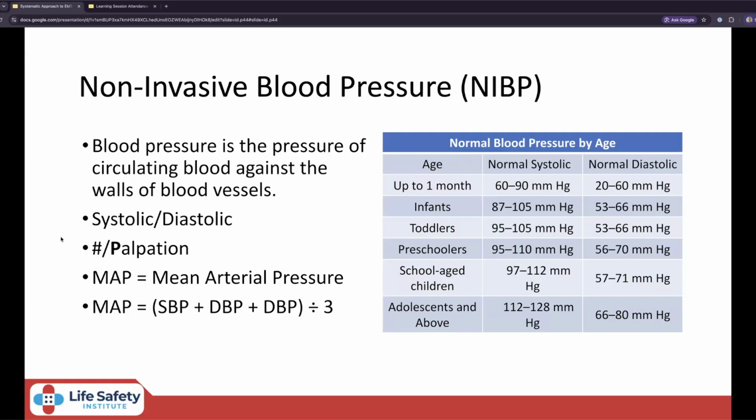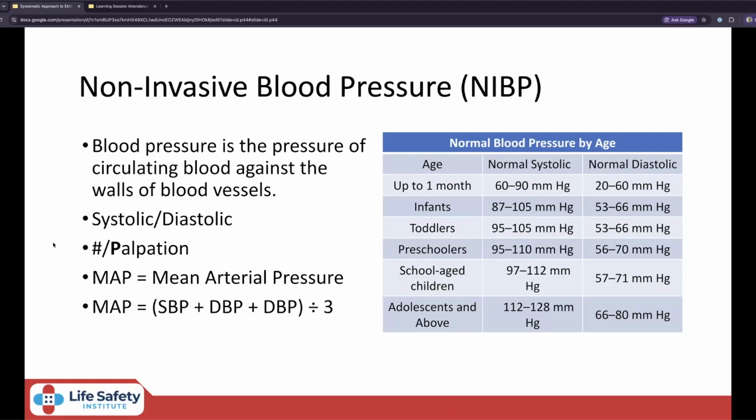So, 120 plus 80 is 200, plus another 80 is 280. So 280 divided by 3. So that would be a MAP of 93, right? So if you see on the monitor, it says 120 over 80, and then you see the number 93 in parentheses, it's done that calculation for you. That's the MAP.